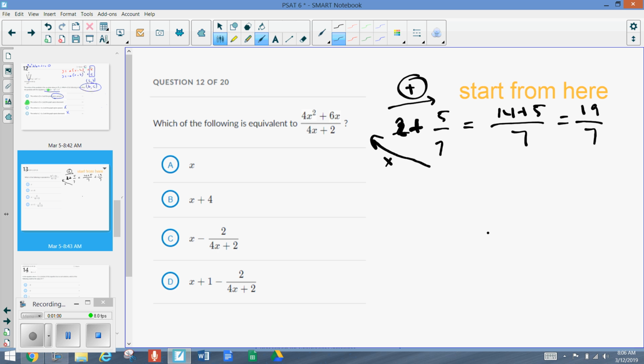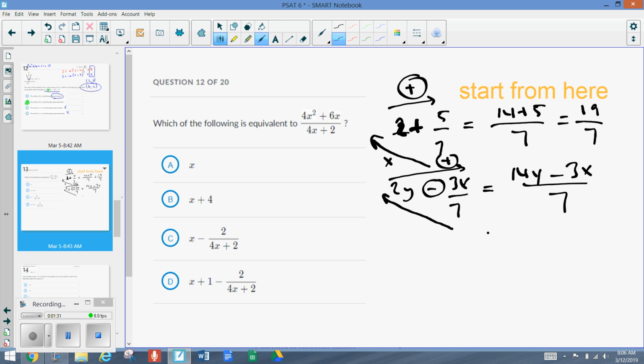Is that clear? There could be not only numbers, there could be variables. For example, 2y minus 3x over 7. Same logic. We will multiply 7 times 2y, and then we're going to add in this way, but the sign is negative. I'm not adding here, I'm subtracting 3x, and then keep the denominator as it is. That's it. So this is the way you do it faster.